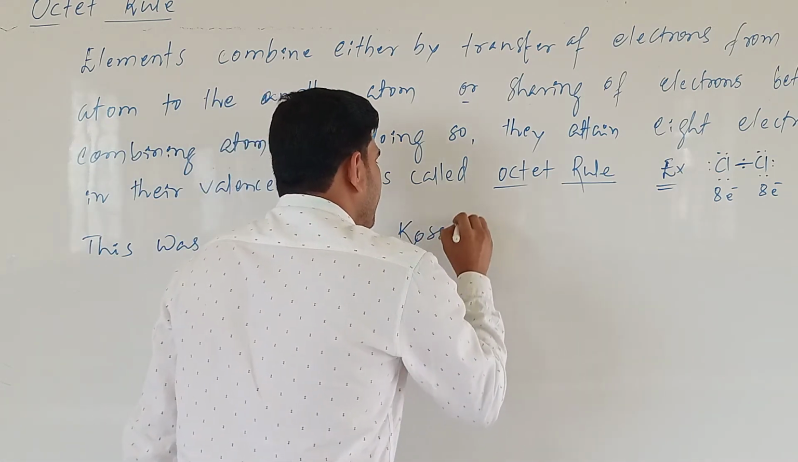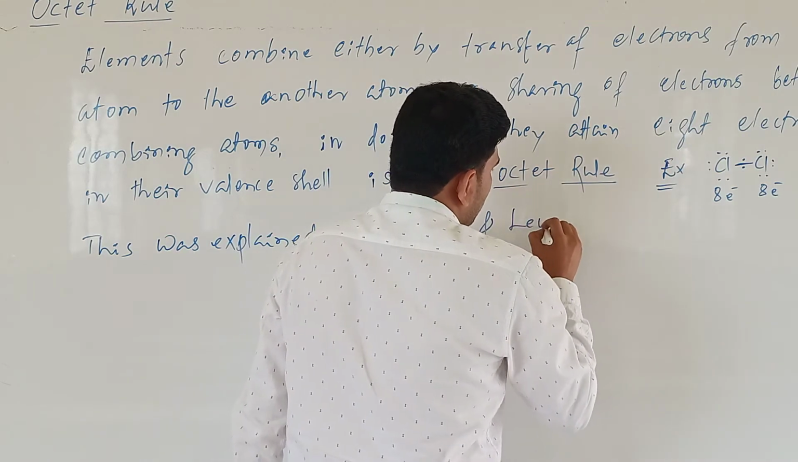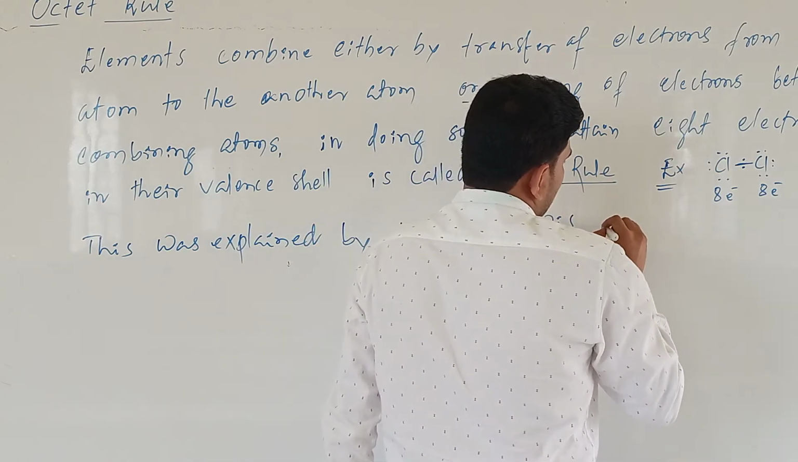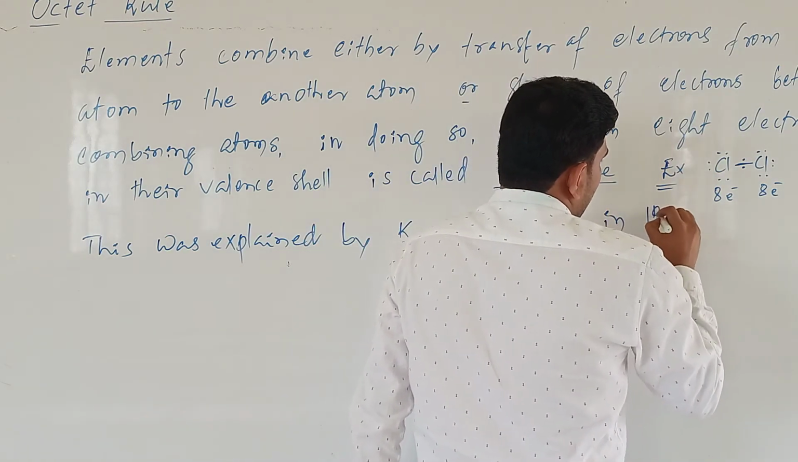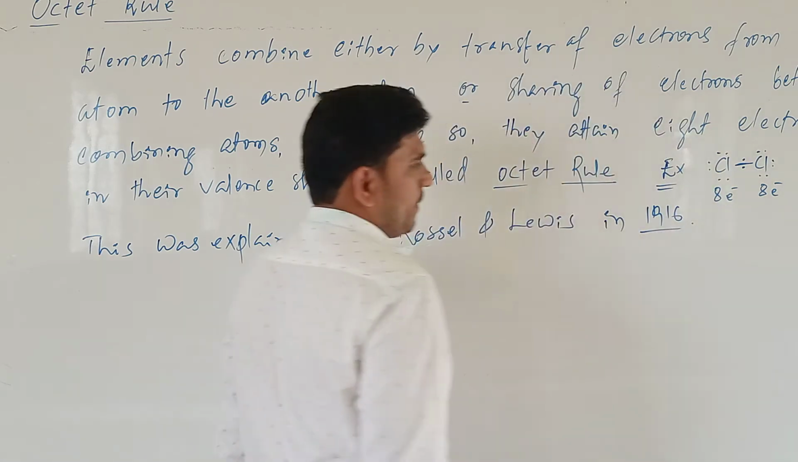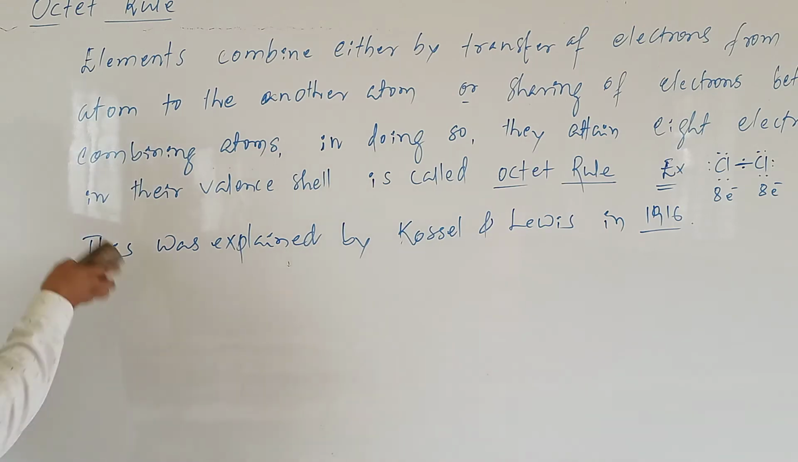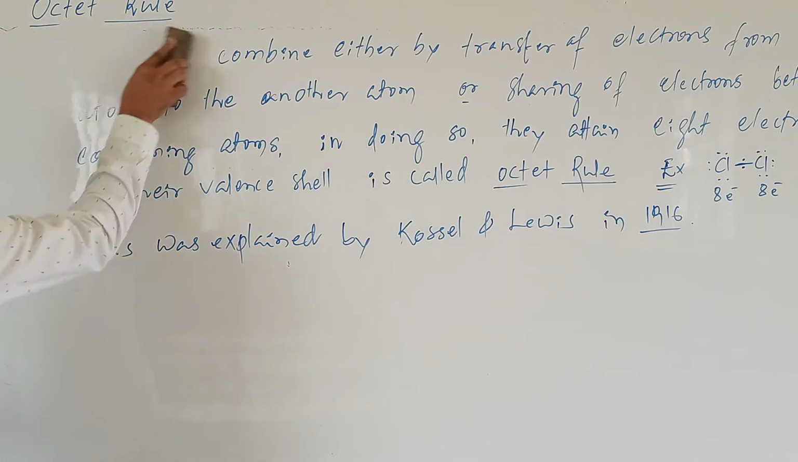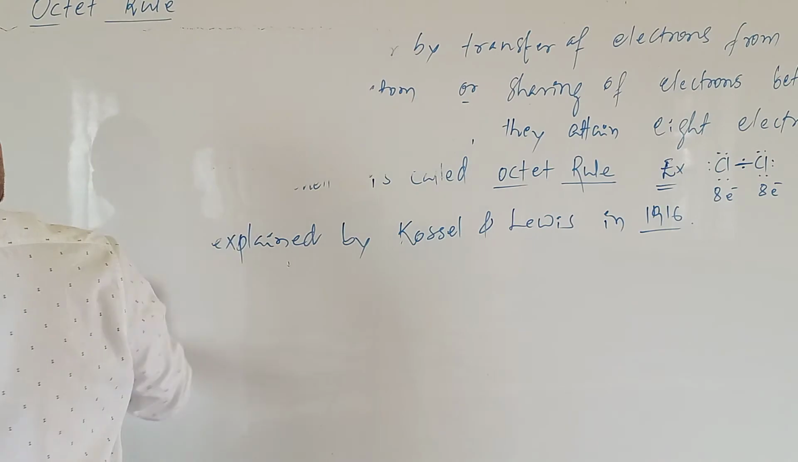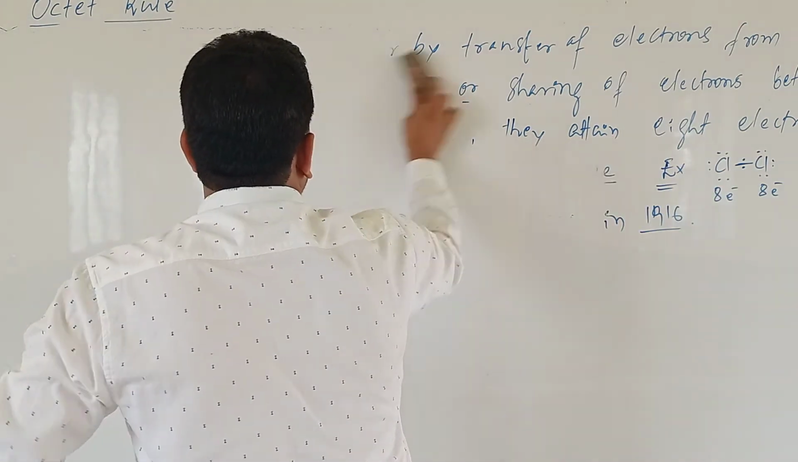This was explained by Kossel and Lewis in 1916. Okay, this is a very important octet rule. Next we will move on to the next concept. The next concept is the covalent bond.